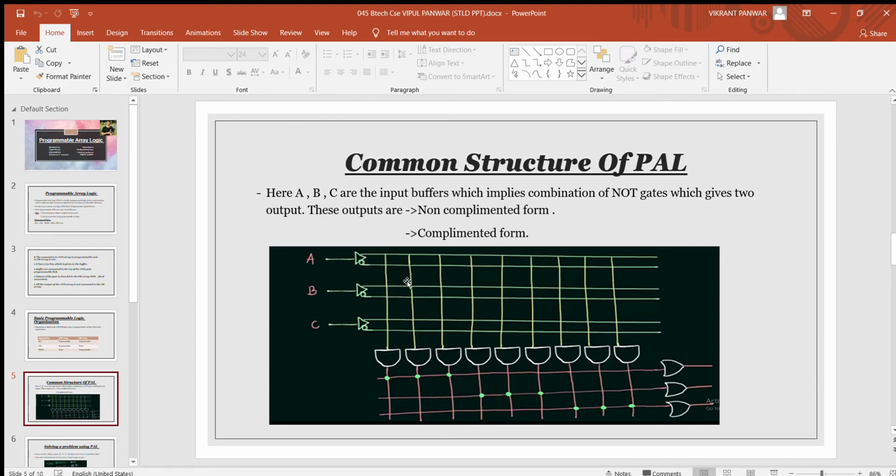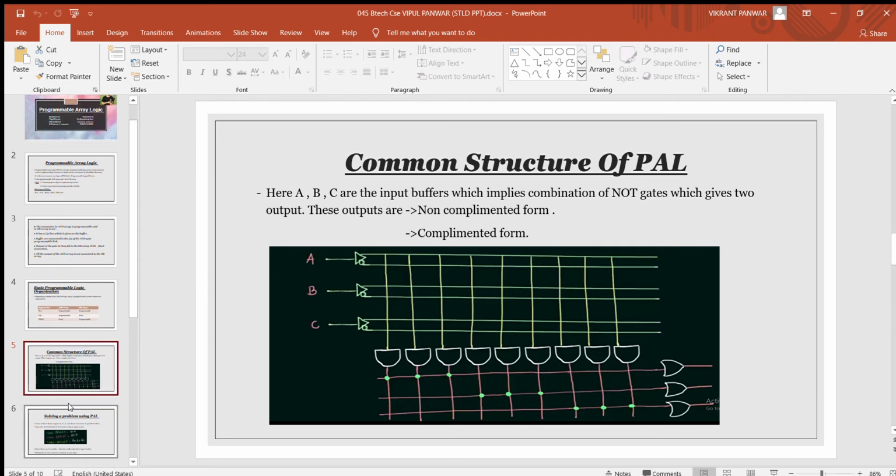All these input buffers are given to the AND gates, and these AND gates are programmable, and all these AND gates give output to these OR gates. These OR gates are fixed as they are not programmable, and therefore we get the desired output. Now these three dots basically say that the first three AND gates are connected to the first fixed OR gate, then the next three AND gates are connected to the second OR gate, and the next three AND gates are connected to the third OR gate.